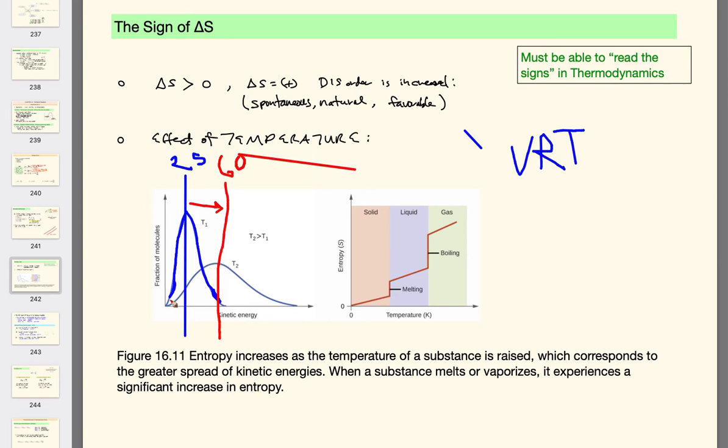But you still have, even at a higher temperature, a few molecules moving as slow as the slow ones at 25 degrees C. But what you have is some that are moving much, much faster. So the average moves up. That's the first thing you need to realize.